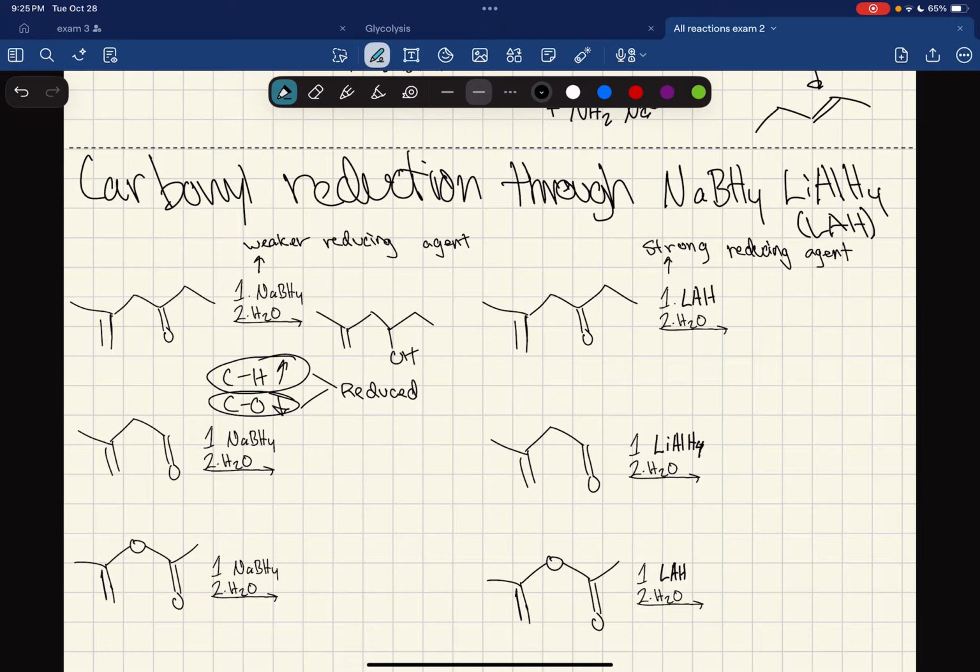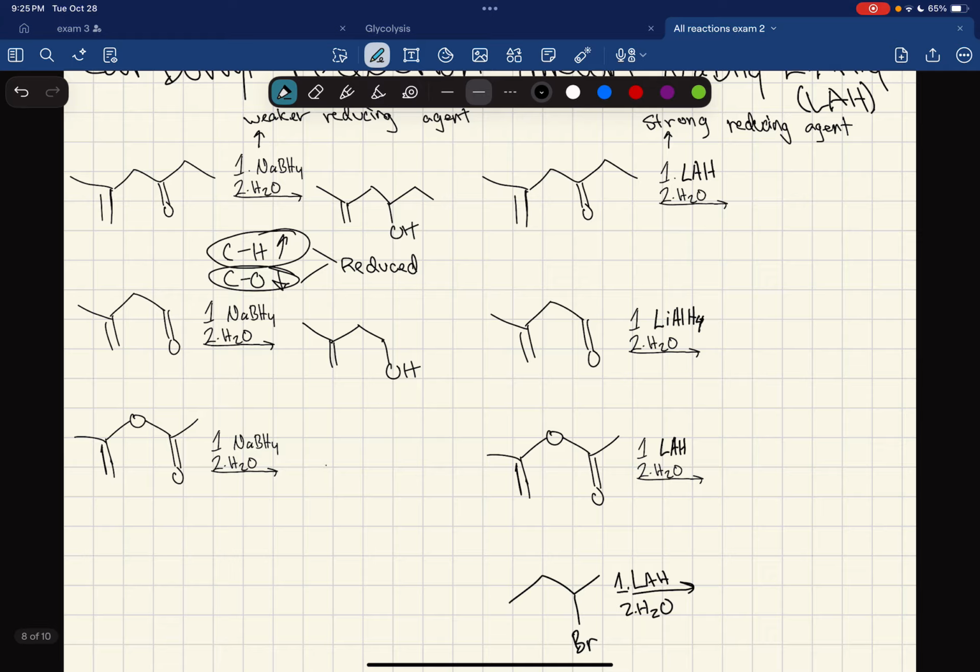And then with an aldehyde, it is strong enough to reduce that to a terminal alcohol. And then with an ester, I misdrew that, NaBH4 will not do anything. It's too weak.